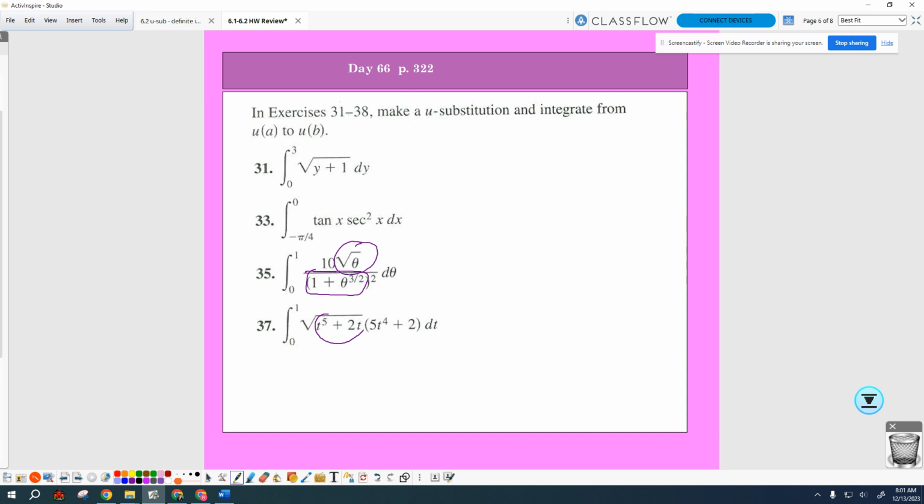This guy, the u value is the thing under the square root. Why? Because the derivative of it is pretty much sitting right there. And so Roxana, you asked, what if we can just see what the integration is? Can you guys see it in 31, or do we need to do u substitution? Well, u substitution would work. Yes, u substitution does work, but let me try this.